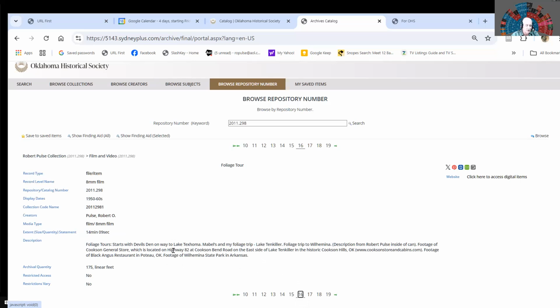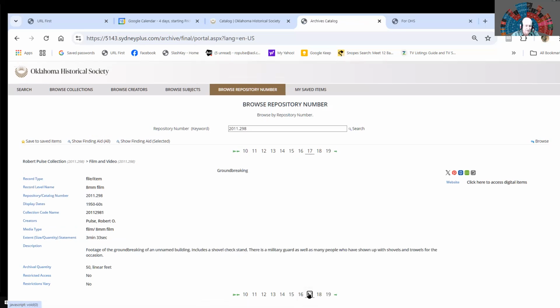This tour is actually documented in a letter that's in the archives in not Denver, but in Colorado that I told you about before. 17. This is a groundbreaking of an unknown name building. It'll be interesting to see if we ever figure out what that building is.